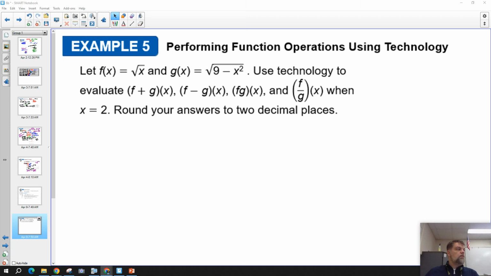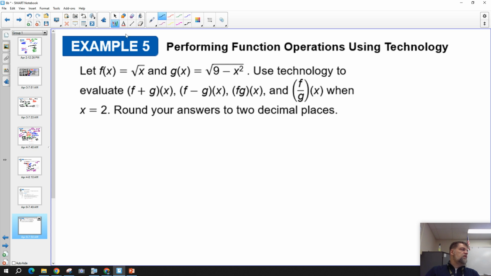Alright, so for this one, it's basically more of the same, but it's a little more complicated because of the nature of the functions. And so we're going to add, and we're going to subtract, and then we're going to multiply, and then we're going to divide. So we're going to do all four. Then we're going to evaluate when x equals 2.